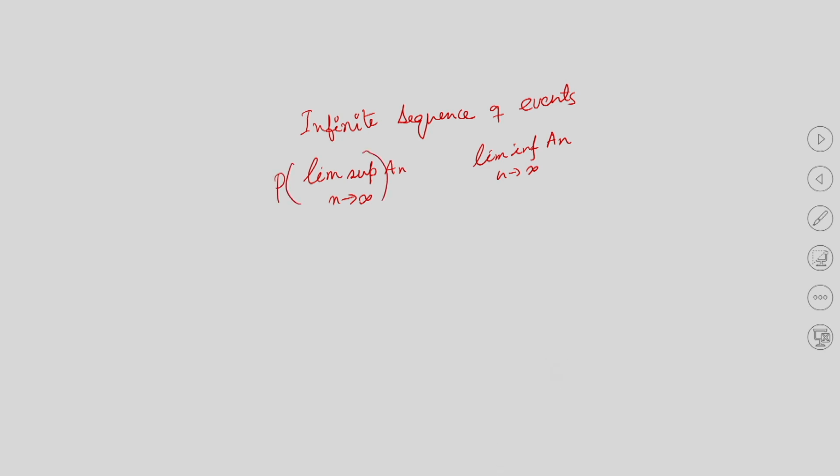In the last lectures, we discussed infinite sequences of events and limits of these events. We defined lim sup, for a sequence of events A_n, and similarly lim inf, as n tends to infinity. Then we discussed how to find the probability of these limiting events.